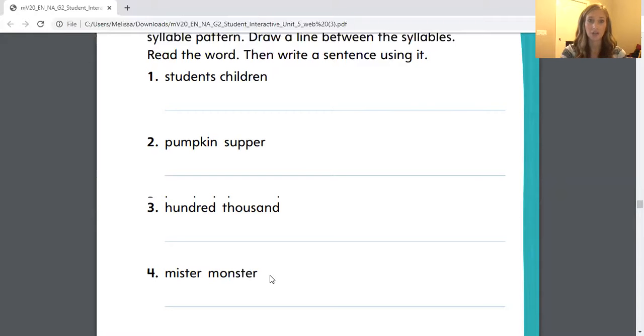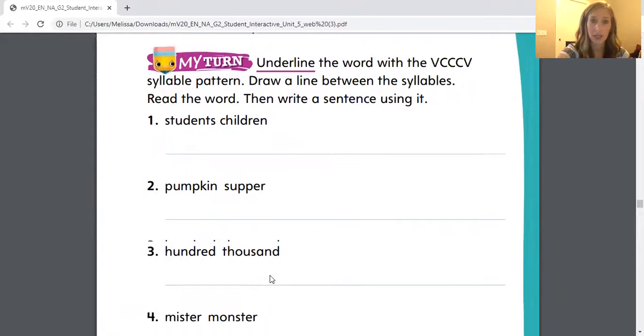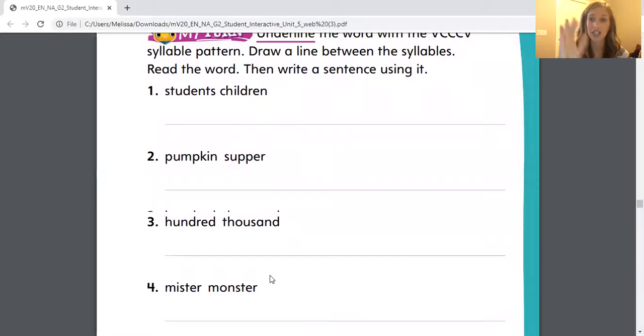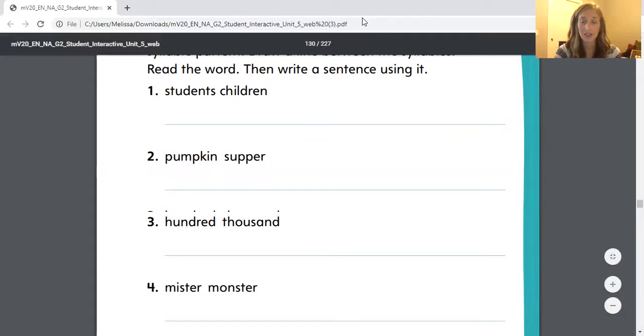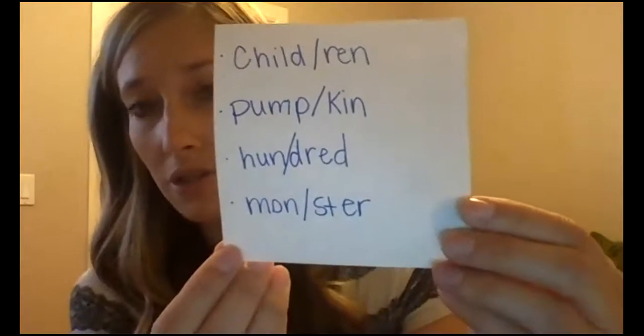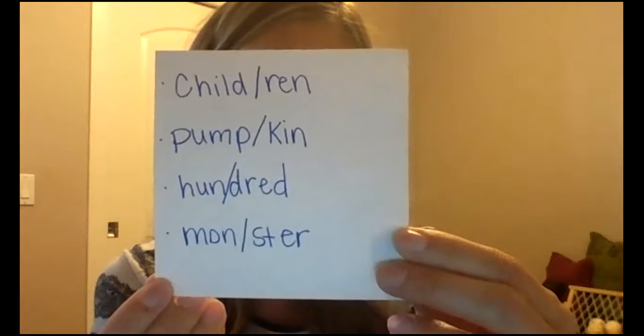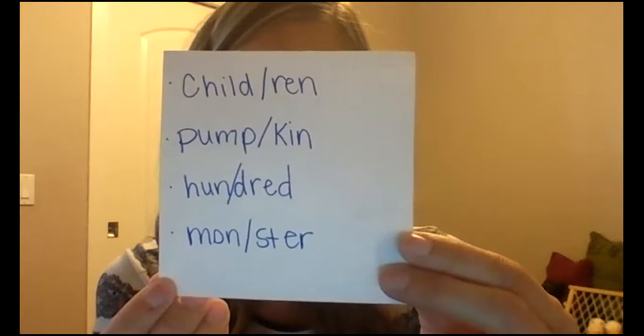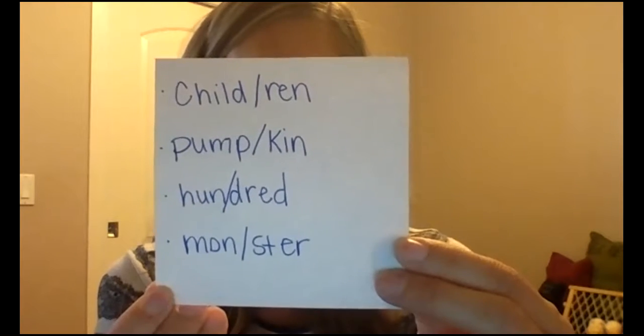After you have underlined those words, you also need to partition them, which means divide them into 2 different parts, 2 different syllables. So I'm going to stop sharing my screen so you can follow along with me and see how these words should be split up. You're welcome to pause the video, divide those words into the correct syllables. And then when you're finished, your job is to use the word that we underline in a sentence.